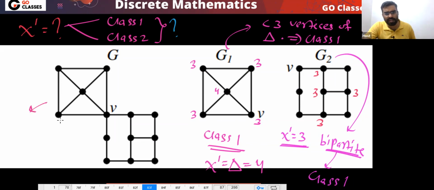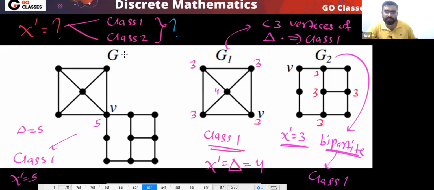And what about this graph? First of all, this graph is not bipartite. What about the maximum degree? Here this vertex has degree 5, and no other vertex has degree 5. So delta is equal to 5. So this graph is also class 1, and the chromatic index will be 5.